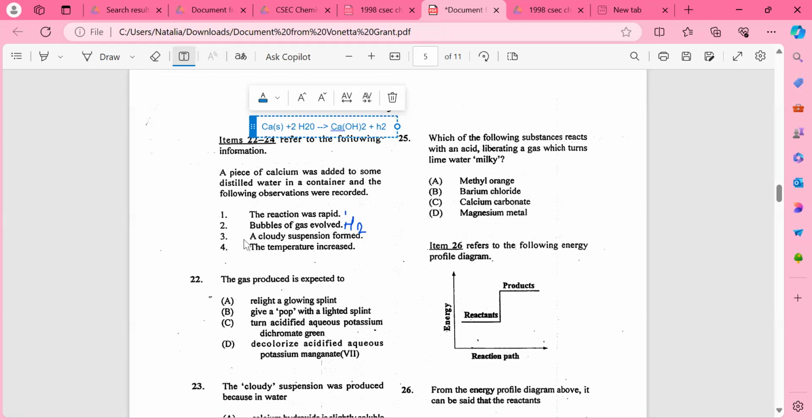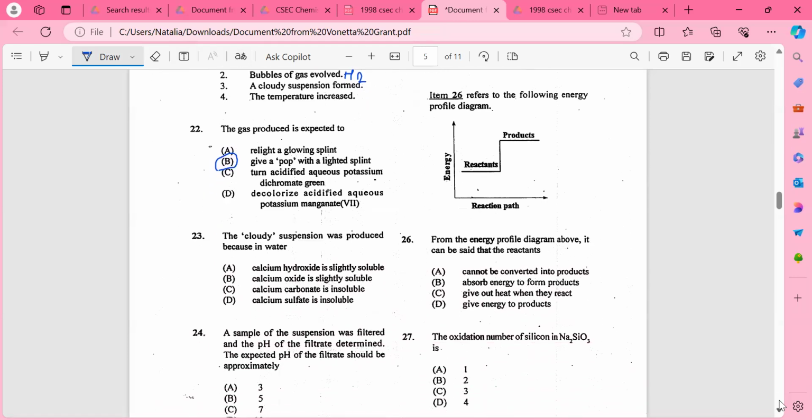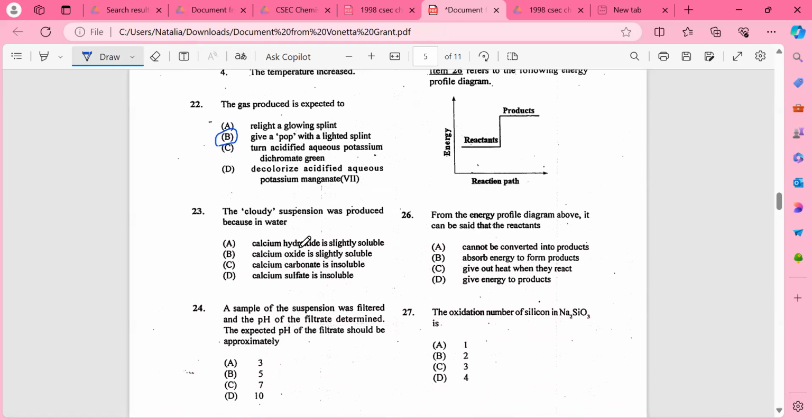The temperature increases, so that means the reaction is exothermic. The gas produced is hydrogen. To test for hydrogen, we use a lighted splint and it gives a pop sound. So the answer is going to be B. Cloudy suspension was produced in water. So the cloudy suspension we said is the calcium hydroxide, which is slightly soluble. So the answer is A.